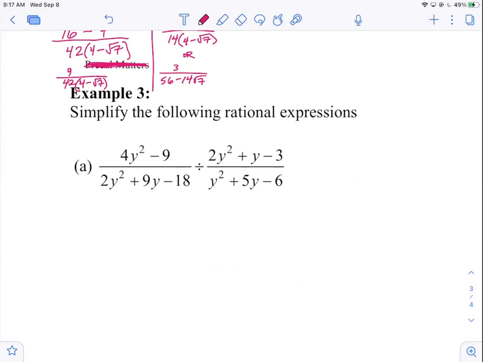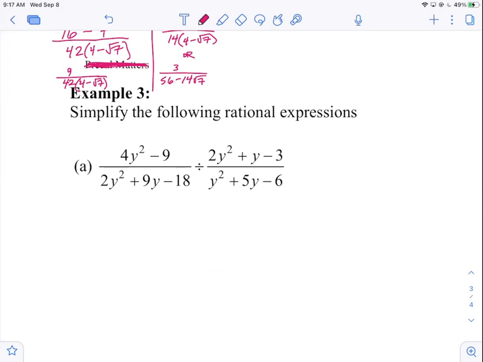Example 3a. It says to simplify the following rational expression. A rational expression is a ratio. See the first 5 letters in the word rational? Ratio. It's a ratio of 2 polynomials. Now, instead of using boring old x here, I used y. So to simplify, what does this mean?